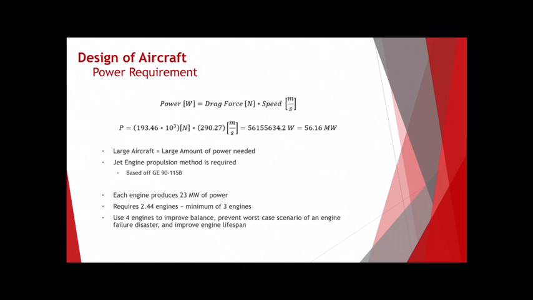Because this aircraft is so large, a large amount of power is needed as well, requiring the use of jet engines. Our design is modeled off the GE90-115B, where each engine can produce 23 megawatts of power. In order to power our designed aircraft, a minimum of 3 jet engines would be required. To improve balance of the overall aircraft and to prepare in case of an engine failure, a 4th engine would be added. This would also increase the life of the engines because they could operate at lower power when additional engines are added.